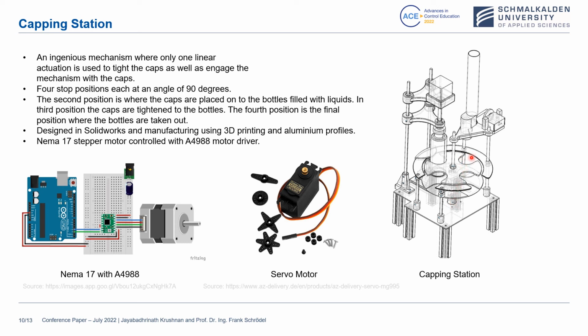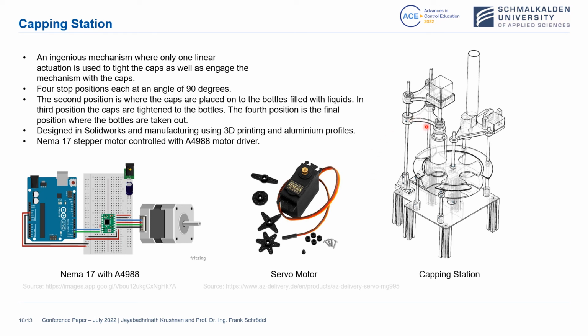In the second position, the caps are fixed with the caps from the cap storage rack with the help of a servo motor. After which, the table is rotated again 90 degrees to reach the third position. In the third position, the caps on the bottle are tightened with the help of a NEMA 17 stepper motor. The fourth position is the place where the bottle exits the capping station. The NEMA 17 stepper motor is controlled with A4988 motor driver.